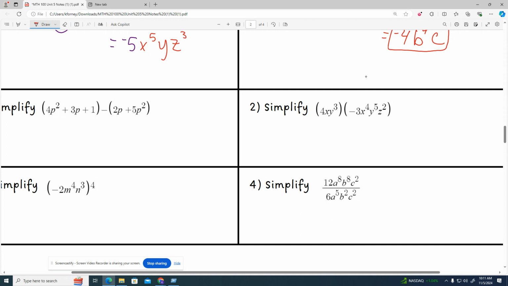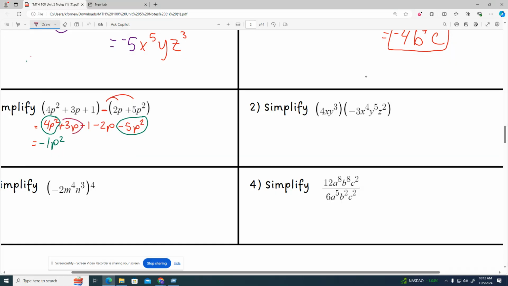So, looking at this first one, is this an addition, subtraction, multiplication, or division problem? Subtraction. So that tells me I need to distribute the minus. So that 2p becomes minus 2p. And what does that 5p squared become? Minus 5p squared. So now we combine like terms. What does the 4p squared combine with? Negative 5p squared. So that's a negative 1p squared.